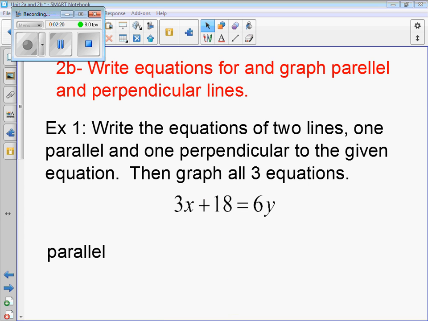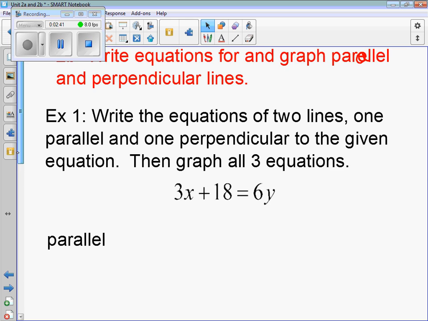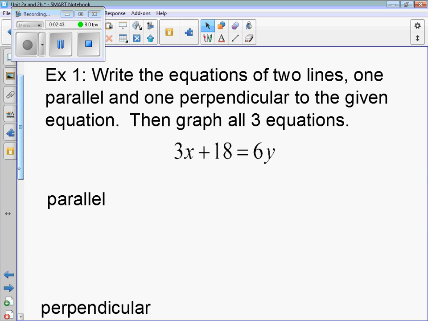For 2D, we need to write the equations for and graph parallel and perpendicular lines. Example 1: write the equations of 2 lines, 1 parallel and 1 perpendicular to the given equation, and graph all 3 equations. Okay, so to write parallel, first we're going to start with a parallel line. What you first should do is put this into slope-intercept form.